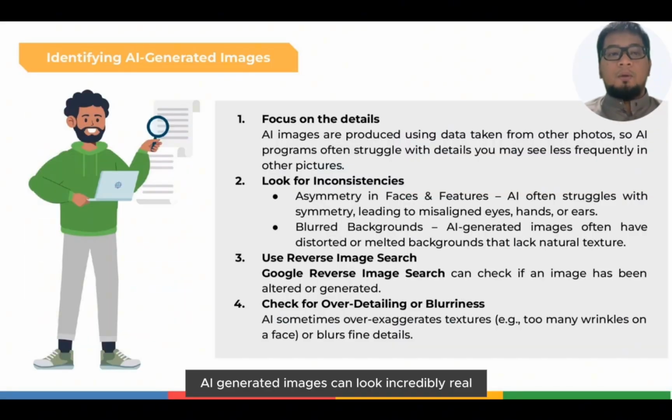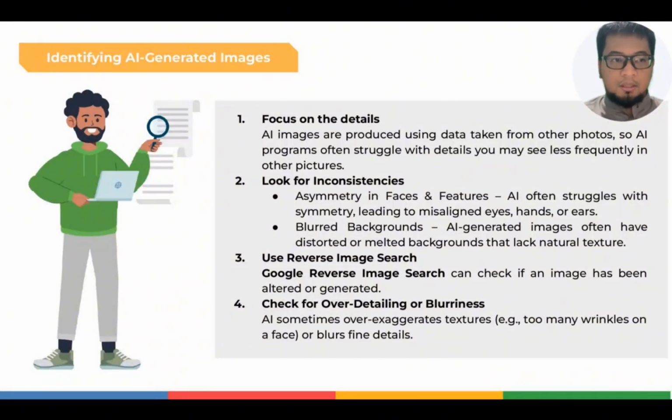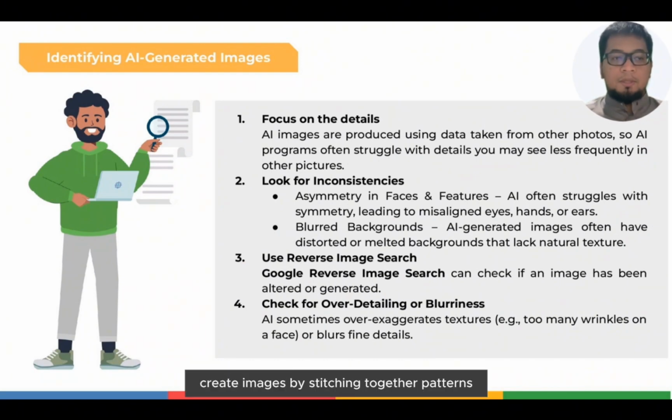AI-generated images can look incredibly real, but there are some telltale signs that can help you spot the fakes. Here's what to look for. Focus on the details. AI models create images by stitching together patterns from existing photos. This means they often struggle with finer details. If something feels off, like a slightly distorted texture or unnatural lighting, it might be AI generated.